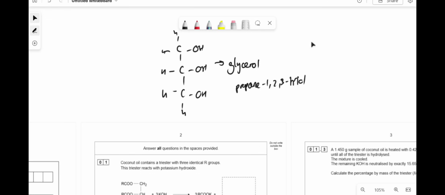Now, when you're forming an ester bond, you've got a condensation reaction, where a molecule of water is released, and you're reacting an alcohol group with a carboxylic acid. You end up having an ester. So the group you're looking for in esters is this C double bond O, O, C. This bit here is your ester link.